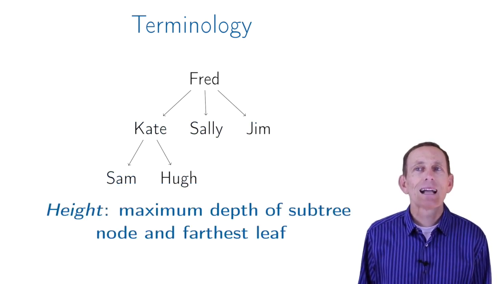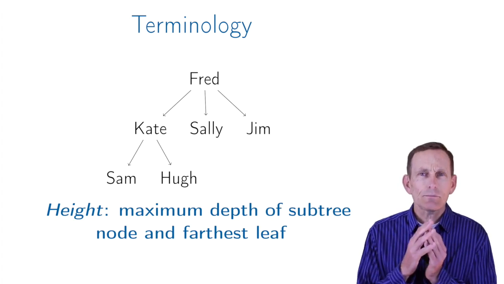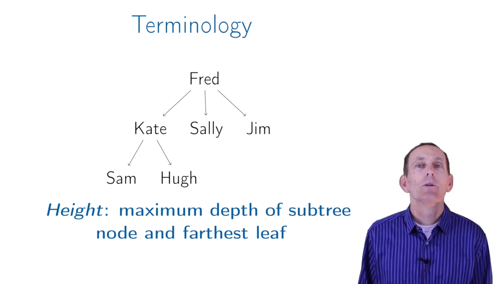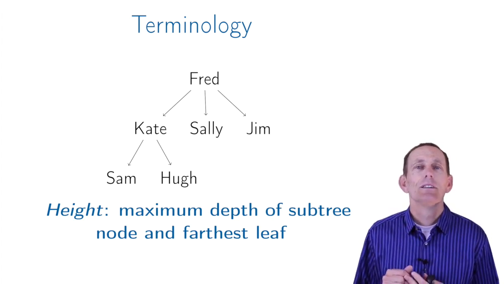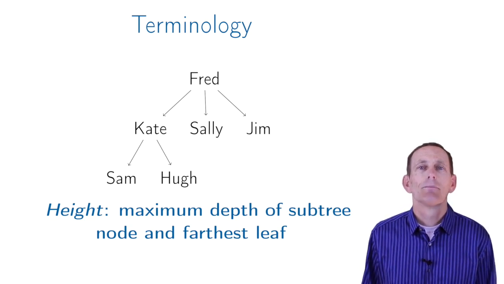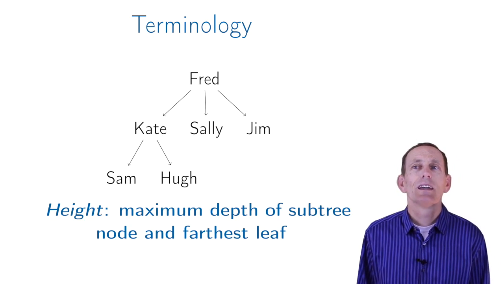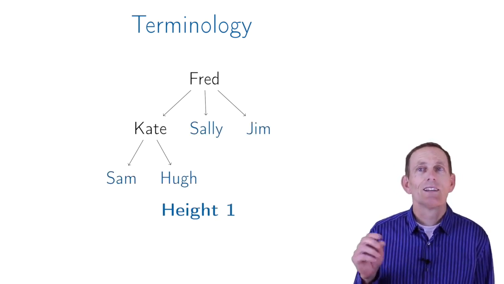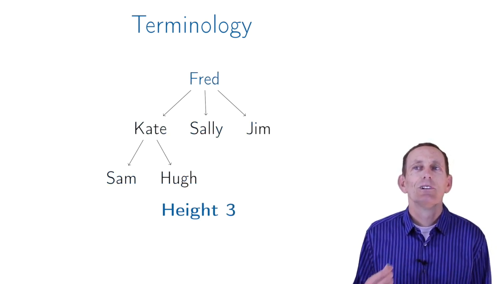The height is the maximum depth of the subtree, from the node to the farthest leaf. So if we want to look at the height of Fred, we want to look at its farthest down descendant. And so its farthest down descendant would be either Sam or Hugh. Its height would be 3. So the leaf heights are 1. Kate has height 2, Fred has height 3.